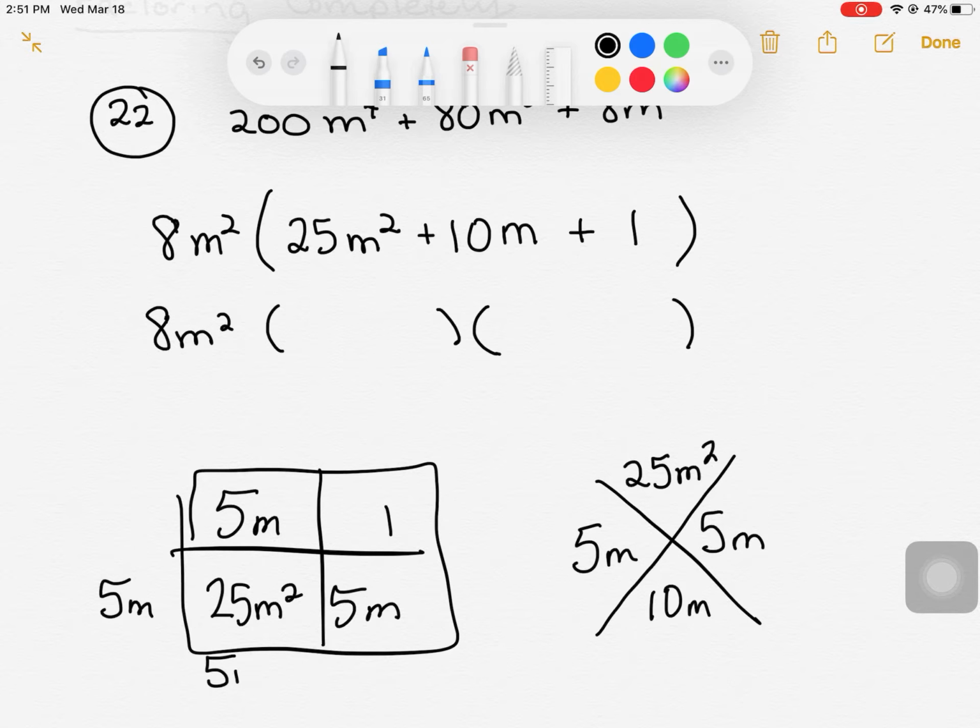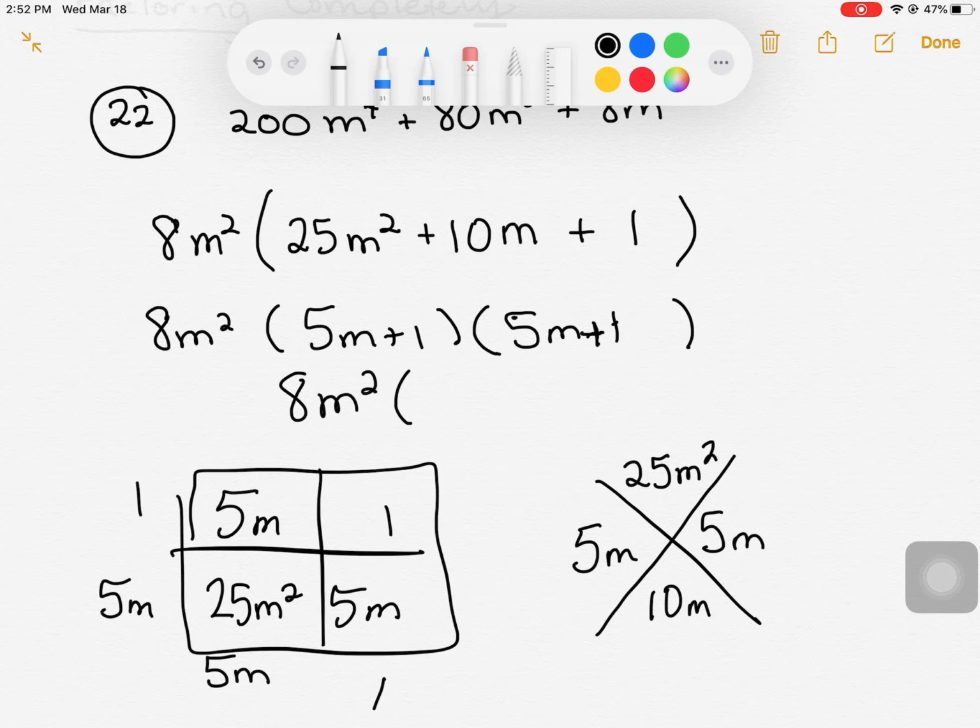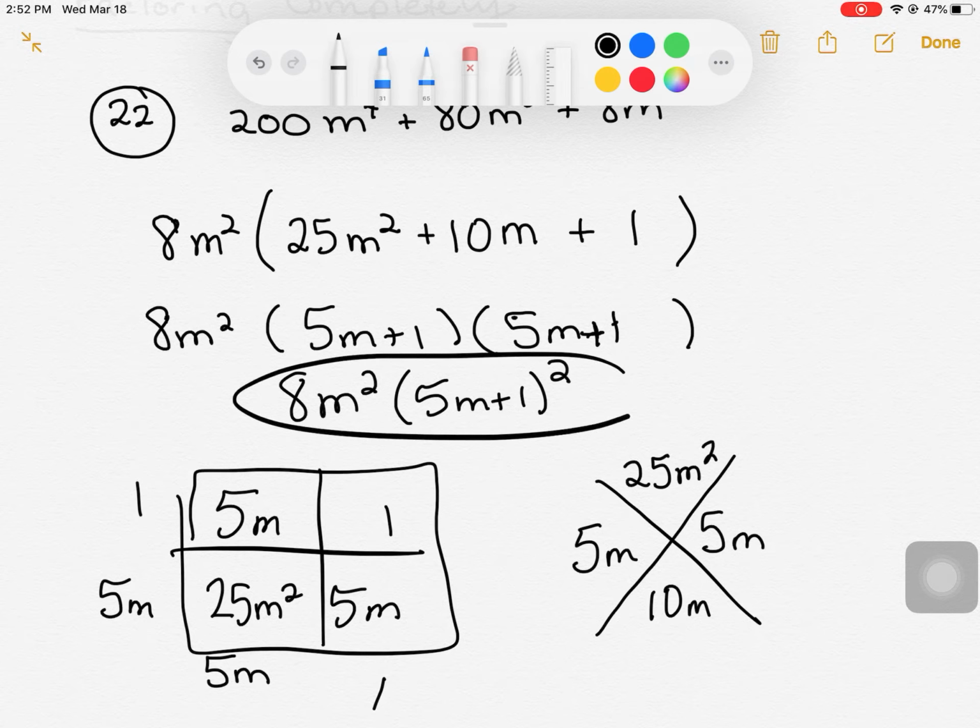I can go ahead and fill the different factors in. So it's going to be 5m plus 1, 5m plus 1. Sorry about that. Slip of the pen. In other words, it's going to be 8m squared times 5m plus 1, the quantity squared.